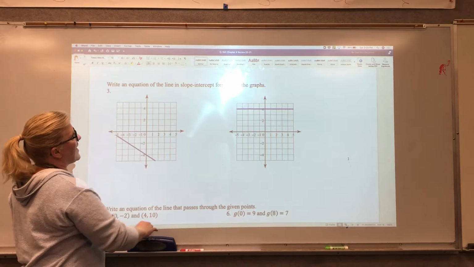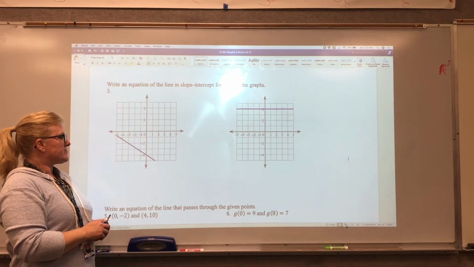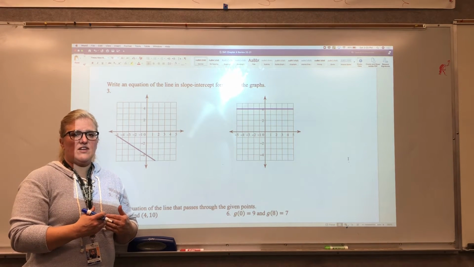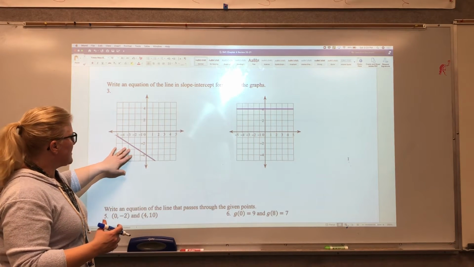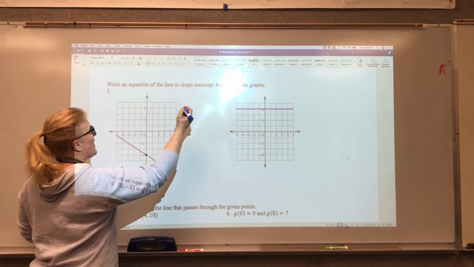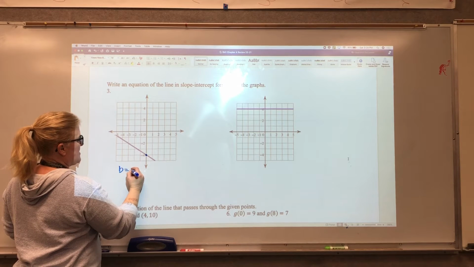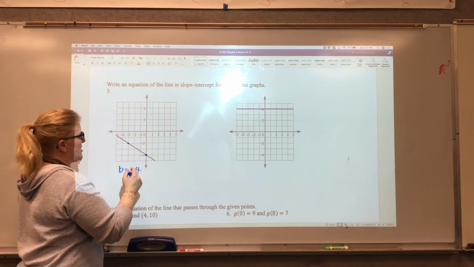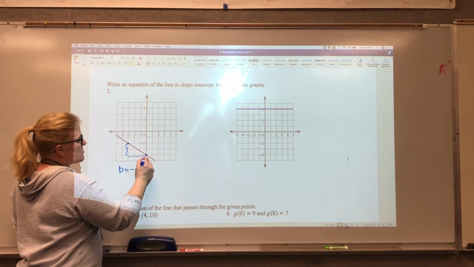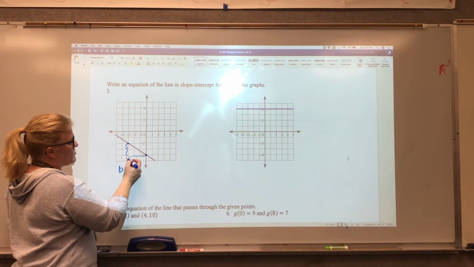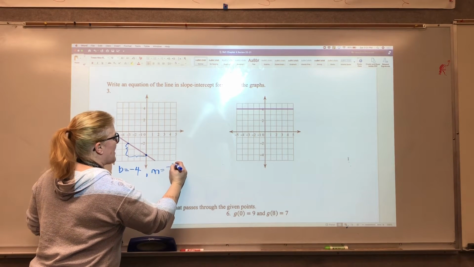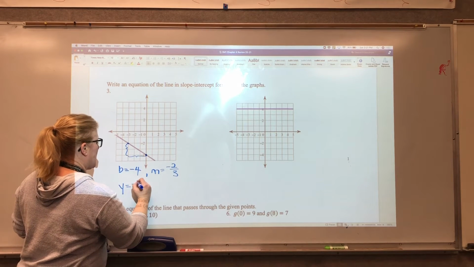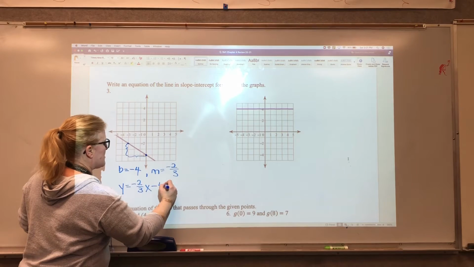It says write an equation of the line in slope-intercept form given the graphs. What you always need to write an equation is the slope, even if you have to use the formula to get a slope. In this case, we have the y-intercept, negative 4, because we see where it crosses. I come up the line and find another intersection. Here's my rise, here's my run, and it's a negative slope, so it's going down 2 and over 3. So my slope is negative 2/3, and y equals negative 2/3 x minus 4.